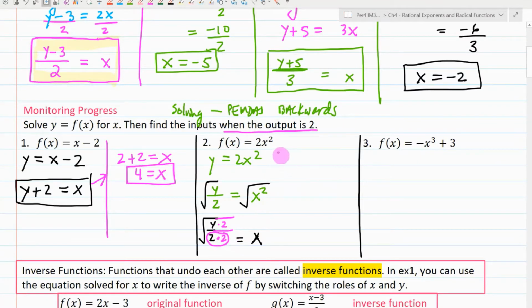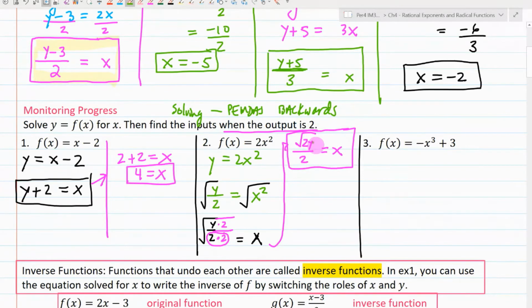All right, and so then that will give me, at the top, the square root of 2y. At the bottom, I'm going to have a 2, and it's outside because that's the square root of 4, which is 2. So that's x. So that's my first one simplified. Now, when we want to do the second part, we're going to plug in a 2 for the output.